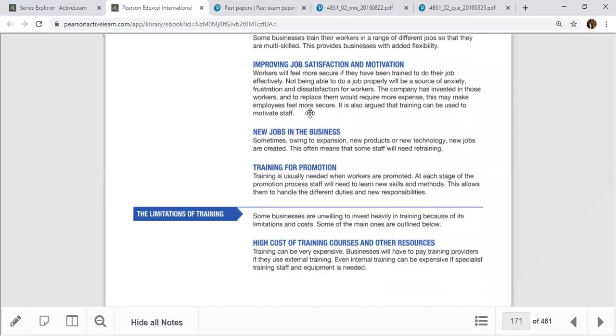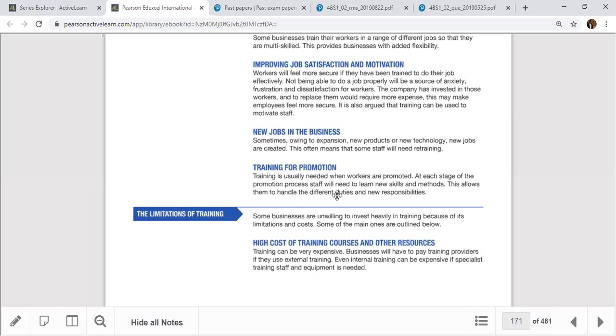Sometimes training is important because with new technology, new jobs are created, which means that some staff will need this training. And training for promotion: sometimes, especially in military organizations, if you want to go to the next rank, there is a special promotional training.